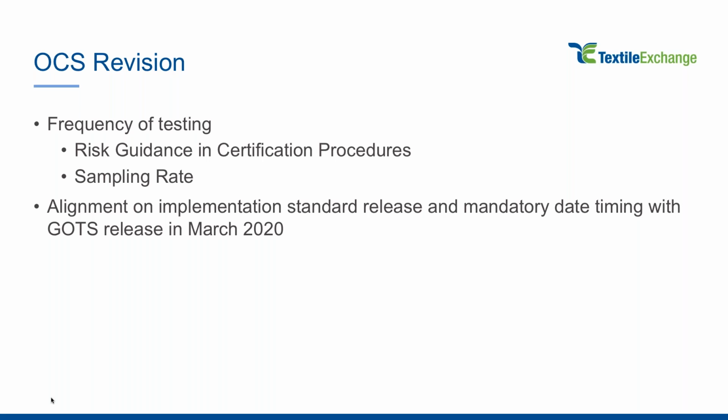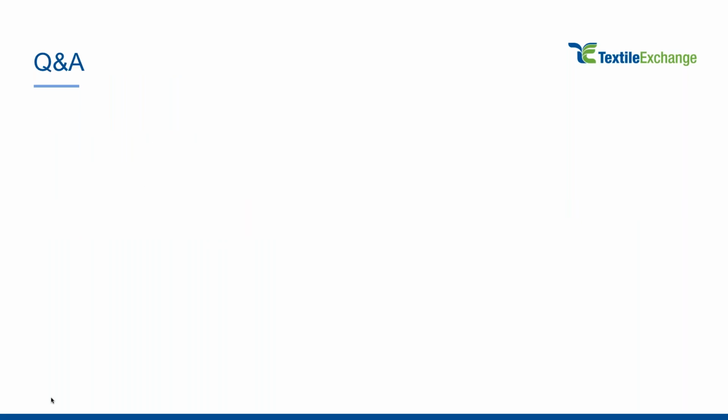What we're going to be looking at with the revision is how to more clearly articulate the risk guidance in the certification procedures. So how the certification body assesses the risk in order to make the decision of whether to test or not, as well as the sampling rate. And we're looking at having the standard release come out around March 2020, hopefully not too far off from the GOTS updated release as well. So that actually concludes my portion of the presentation.